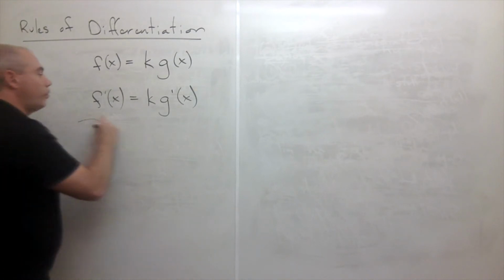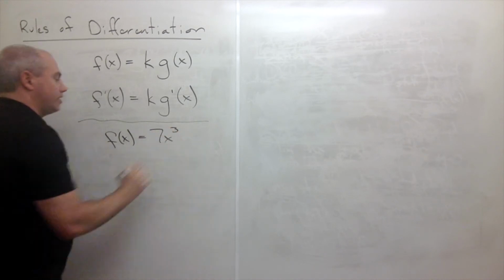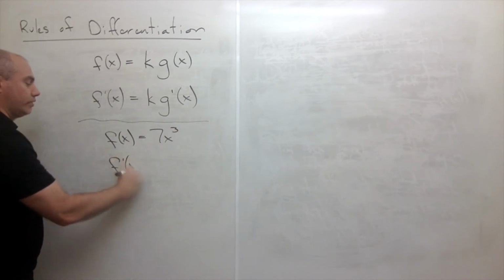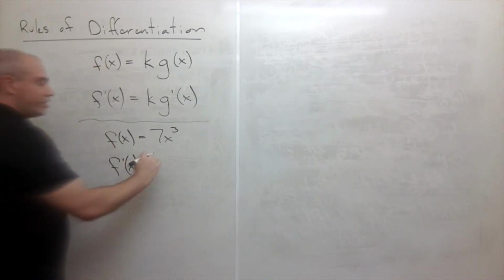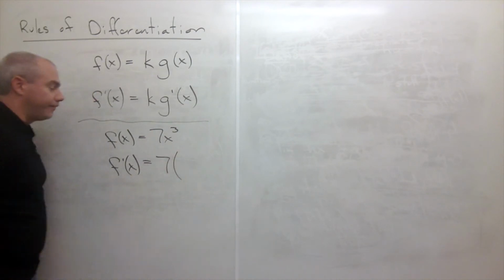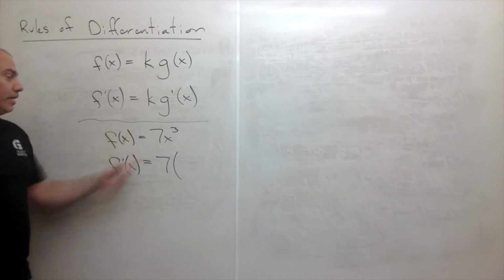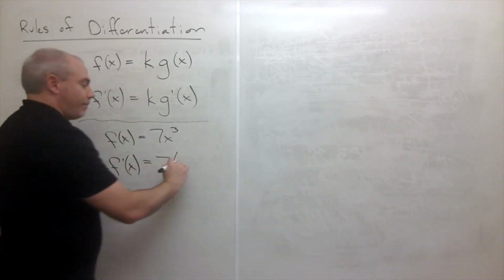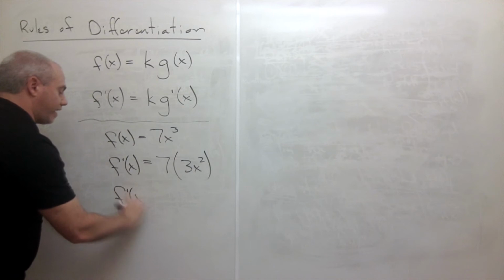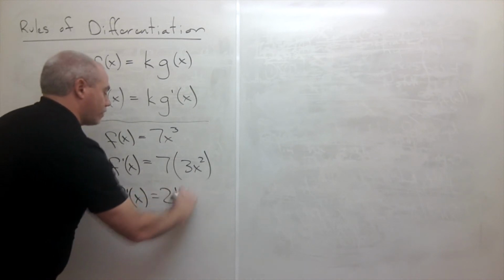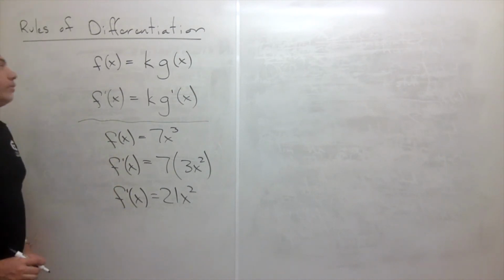Okay? A good quick example of this is if I have f of x is equal to 7x cubed. We just learned the power rule. So the derivative, because of the constant multiple rule, would just be, well, the 7 just stays. And then the derivative of x cubed, we know by the power rule, is 3x squared. So the derivative, f prime of x, is just 21x squared. Okay? And that comes straight from the constant multiple rule.